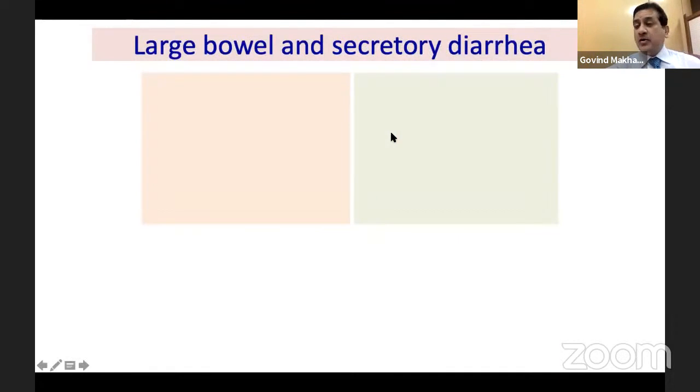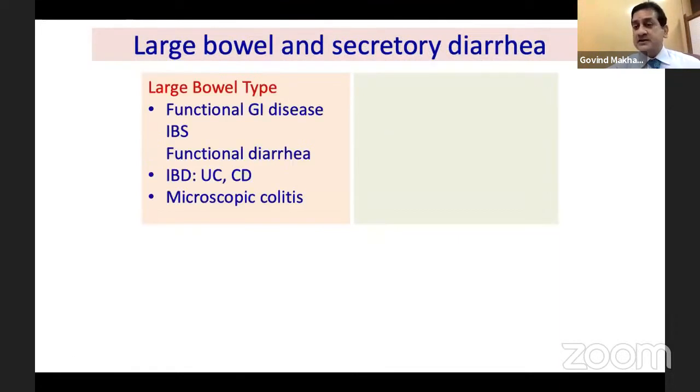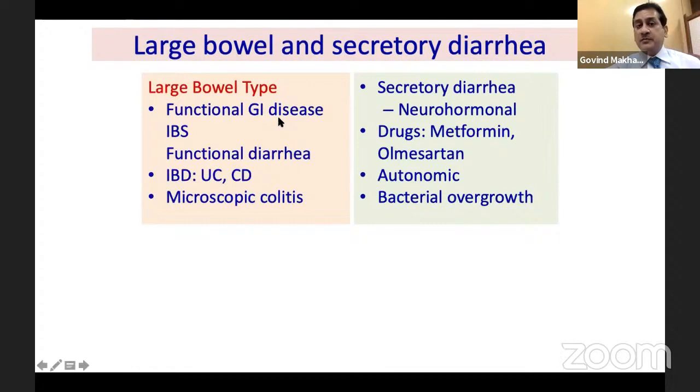Coming to large bowel type, we all know very well that it could be functional or it could be organic. Functional, it could be IBS or functional diarrhea. It could be IBD, it could be microscopic colitis, a number of other causes. One must remember, this is not a common practice, but we get a lot of patients who have a secretory form of diarrhea.